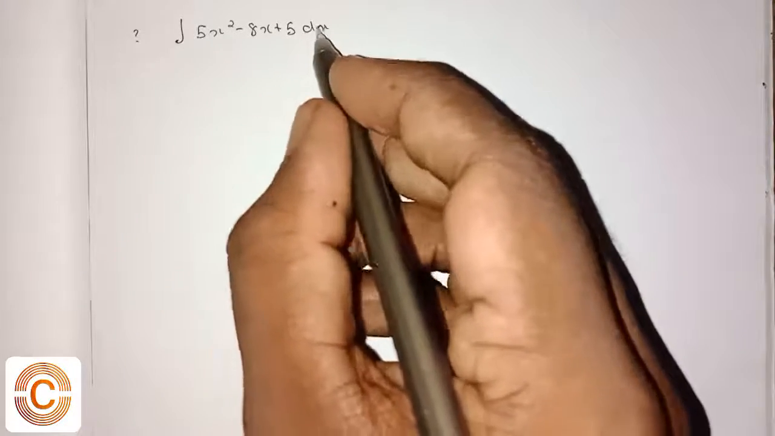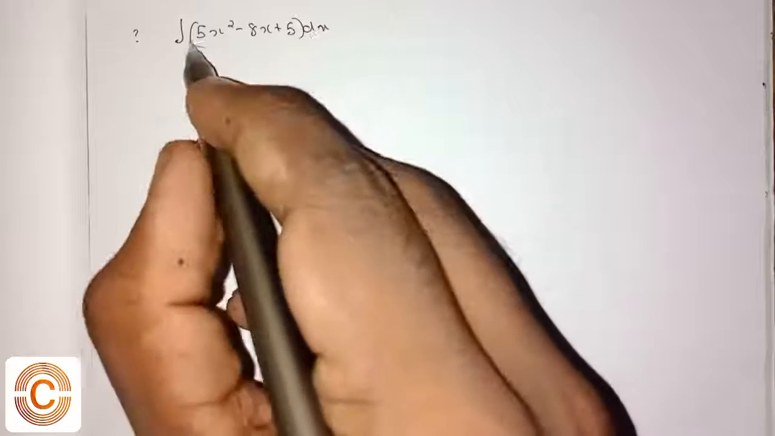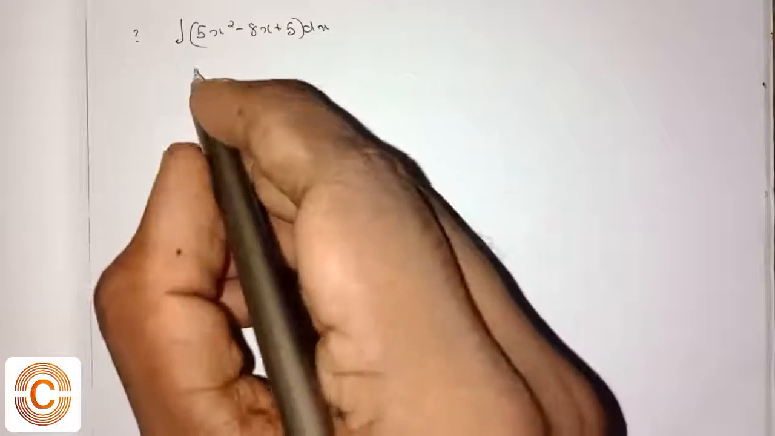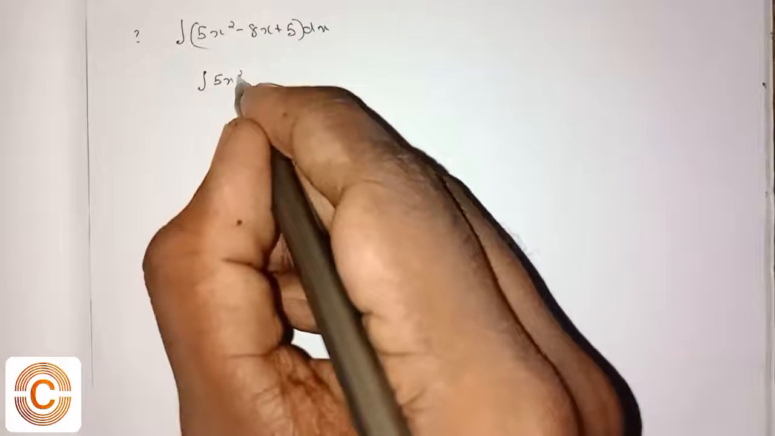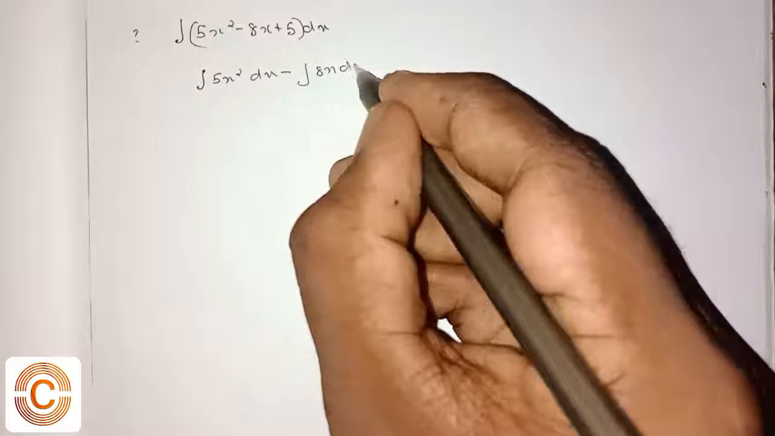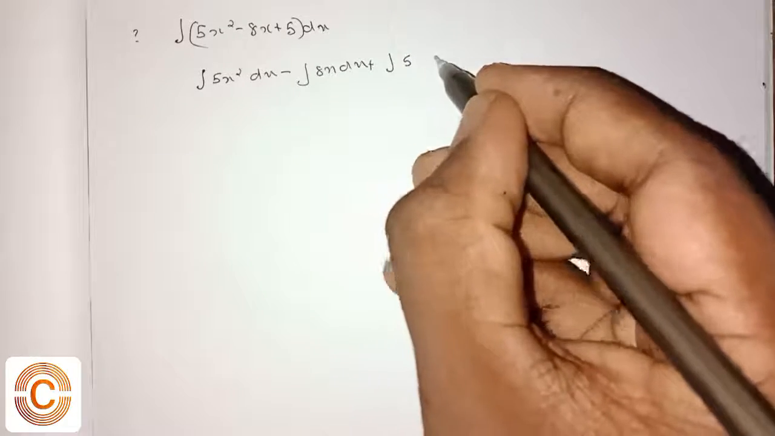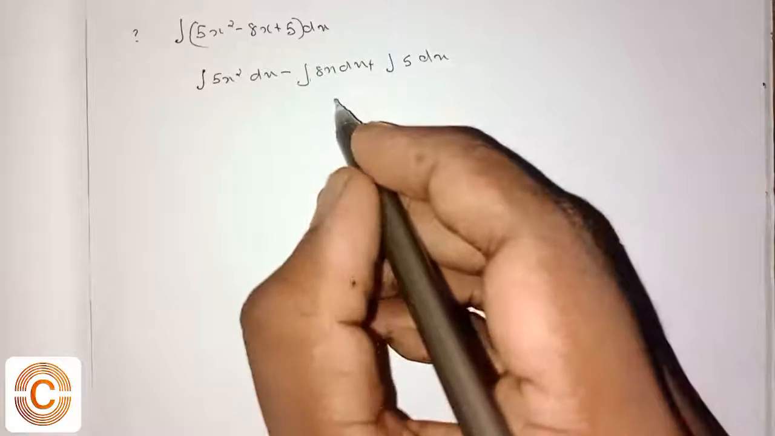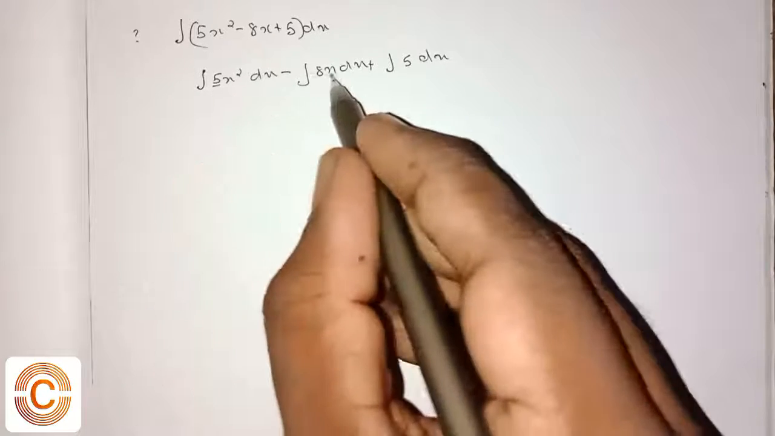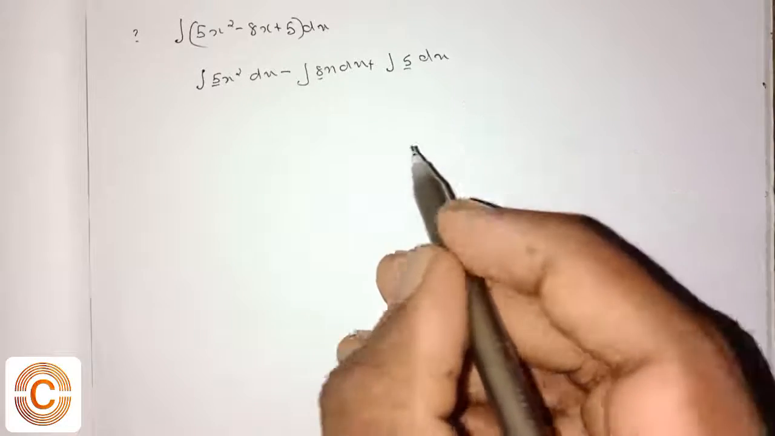Apply the integration and dx to the bracket, then open the bracket and apply integration and dx to each term. That is, integral of 5x square dx minus integral of 8x dx plus integral of 5 dx.